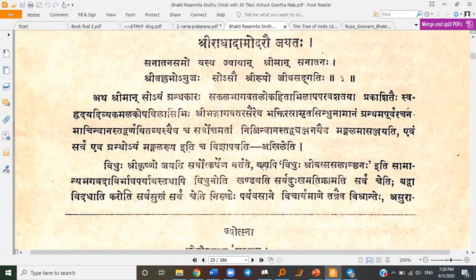Although Vidhu can mean one who bears the mark of Srivatsa, which means that by Vidhu, Samanya Bhagavad Avirbhav can be understood, which means a Narayana form, a Vishnu form can be understood by the word Vidhu, because Vishnu is Samanya Bhagavad Avirbhav, Samanya Bhagavad Avatar.